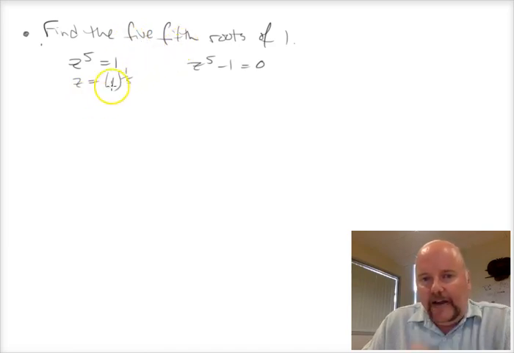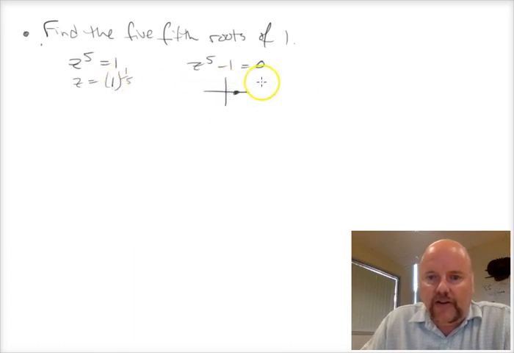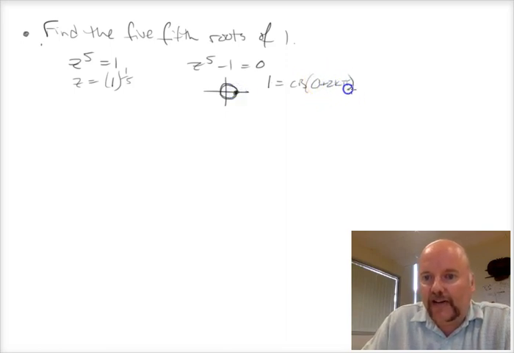The key for this is you write this 1 in mod arg form. So remember, 1 is over here. So that has a modulus of 1 with an argument of 0. So really 1 is equal to cis 0. But it's not only 0, it's every multiple of 2 pi, every time you go around and back there. So what you do is you go plus 2k pi, where k is an integer: 1, 2, 3, or 4, or even 0, starting at 0. So we get 1 equals cis 2k pi.